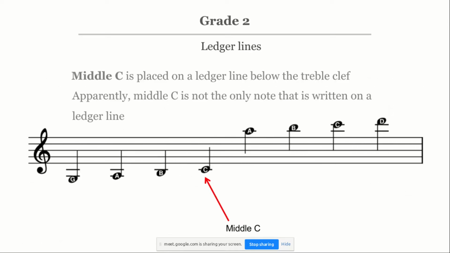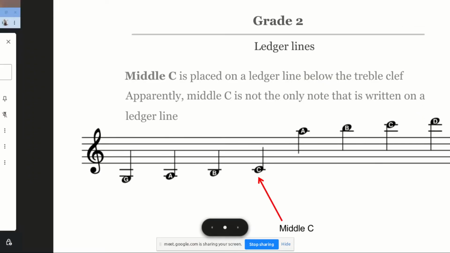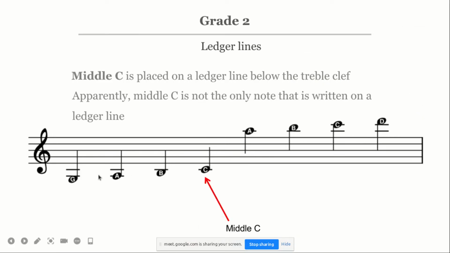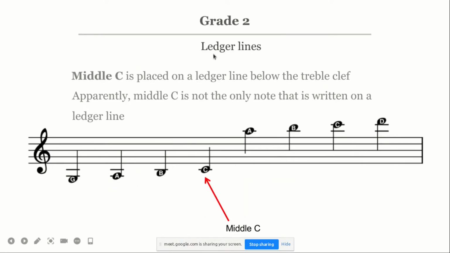And then we have these ledger lines. We have these ledger lines on the treble clef. Remember, we talked about middle C, and we already know middle C. It's on its own short line called a ledger line.